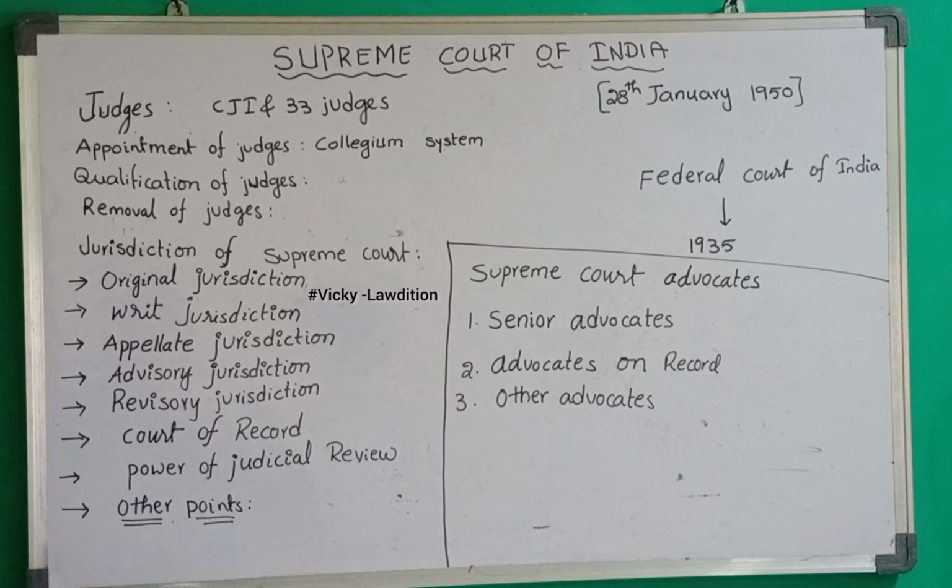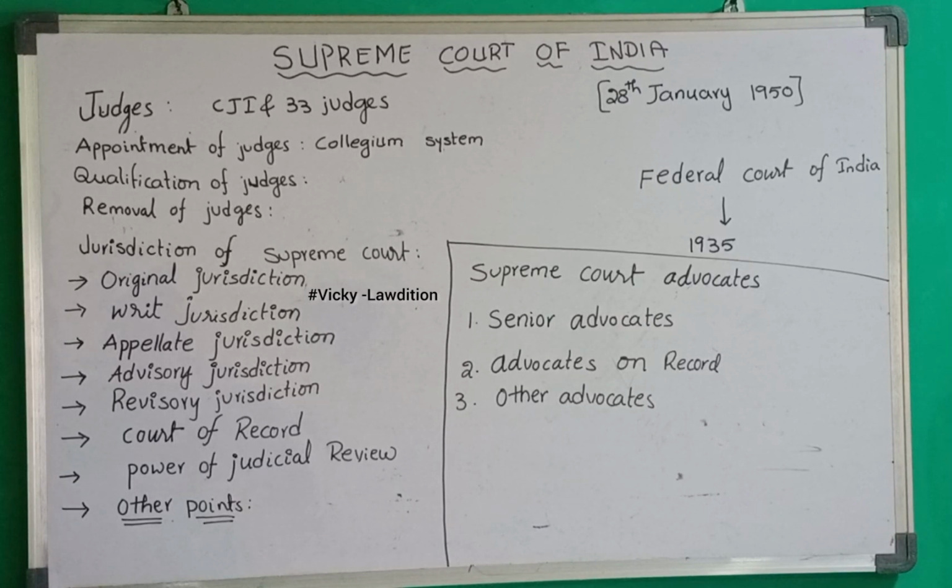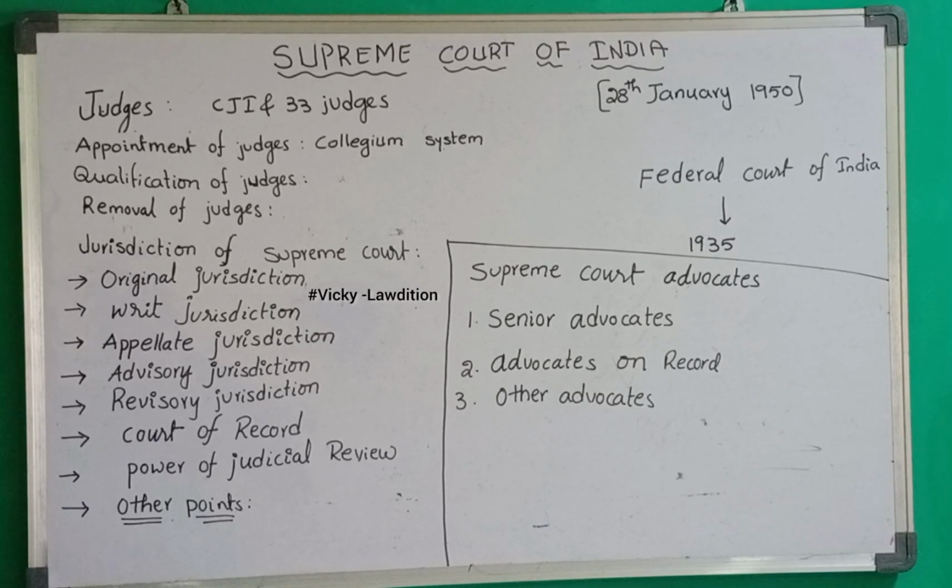Articles 124 to 147 in Part 5 of the Constitution of India deal with the organization, independence, jurisdiction, powers, procedures, and others of a Supreme Court. The Parliament is also authorized to regulate them.